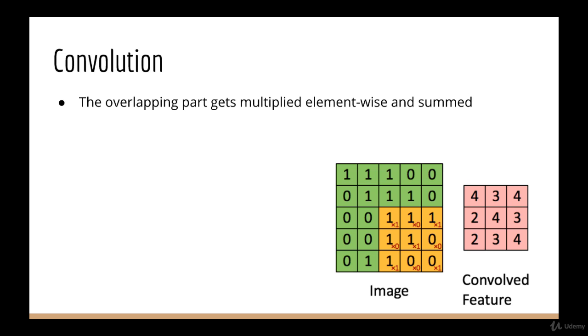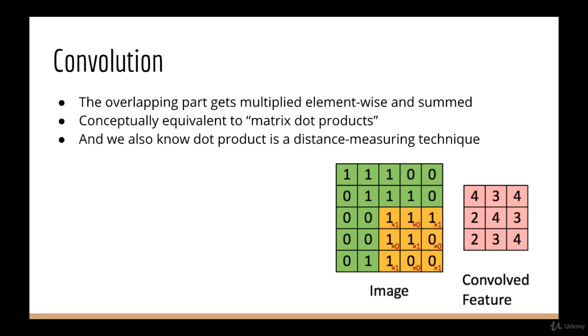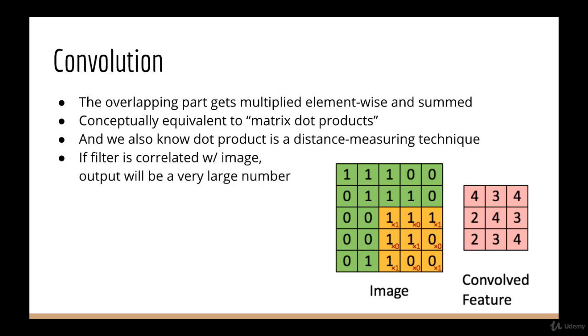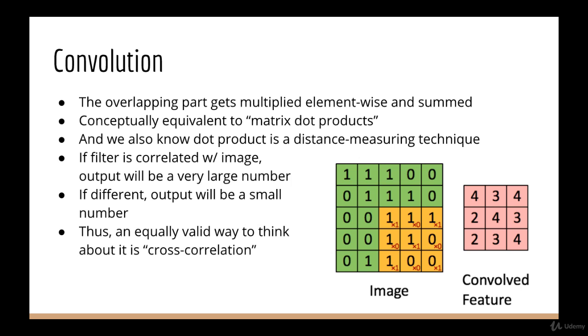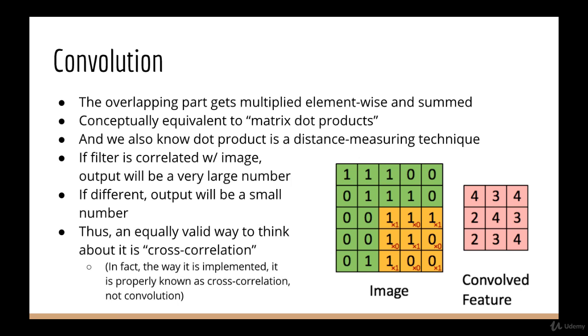Now conceptually, we know that this is sort of the equivalent of a matrix dot product, and we know that a dot product is conceptually like a distance measuring technique, or in other words, it measures correlations. So if the filter is very correlated with this piece of the image, then it's going to output a very large number. If the filter is very different from this piece of the image, then it's going to output a very small number. In actuality, what we call convolution in deep learning is actually more correctly known as cross-correlation.